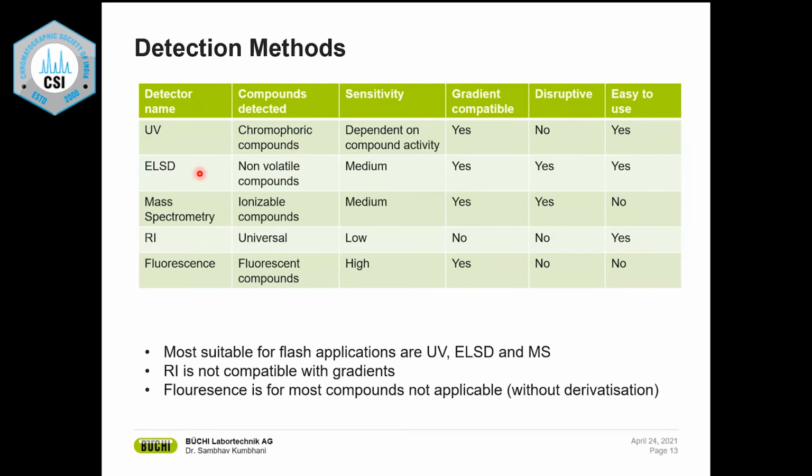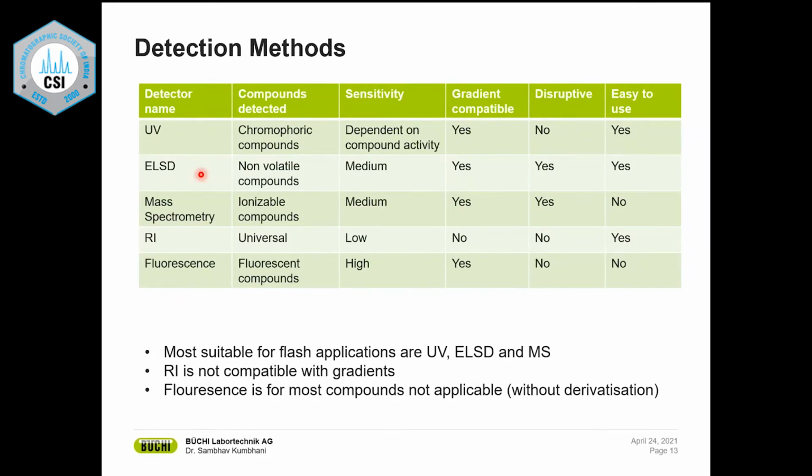Another detector commonly found in flash systems and prep systems is ELSD, also called the evaporative light scattering detector. This detector is more of a universal detector. It detects everything except volatile compounds. So if your compound is more volatile than your mobile phase, then you cannot detect it. Otherwise, it detects everything else. It's also to some extent a mass-based detector. I will explain why in a minute. It has medium to high sensitivity. Yes, it is gradient compatible. But unfortunately, it is a destructive technique. What goes into the ELSD is gone. You cannot collect it, and it is very easy to use, no question.